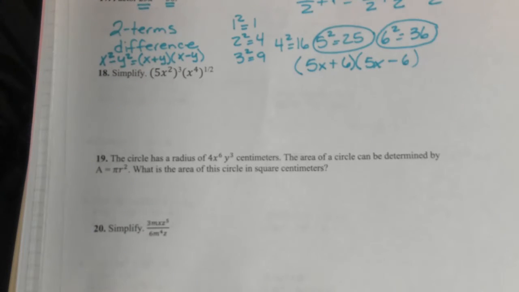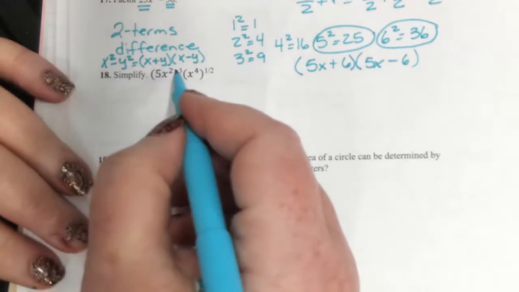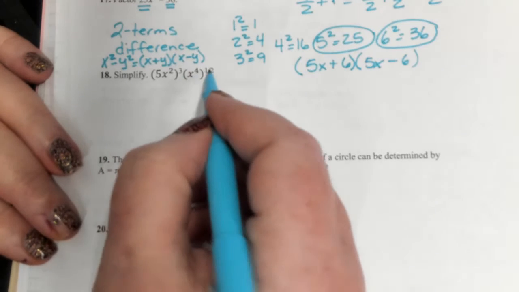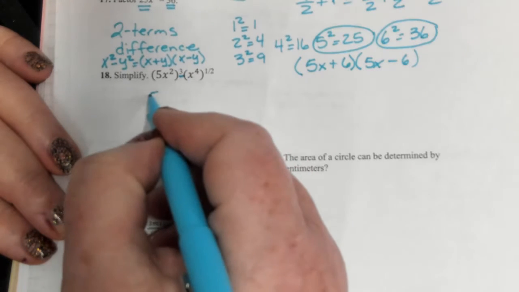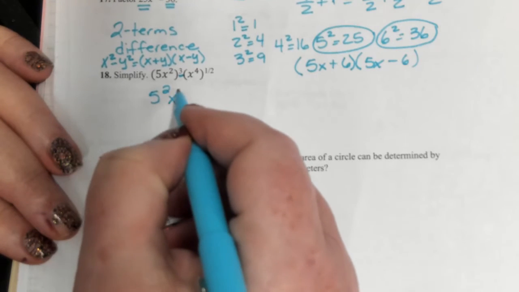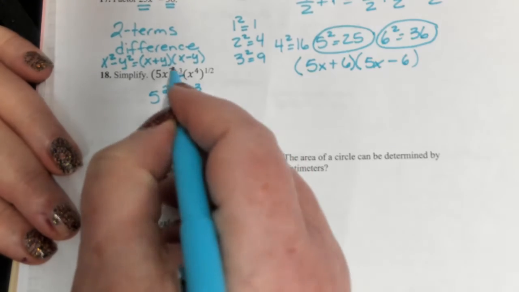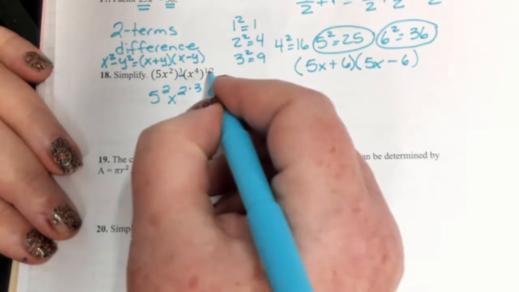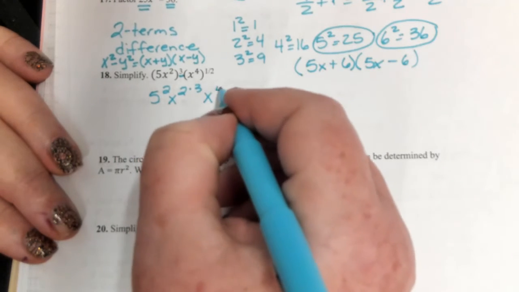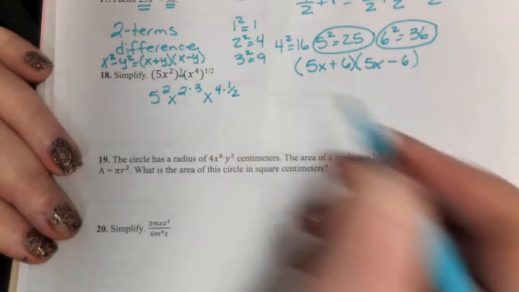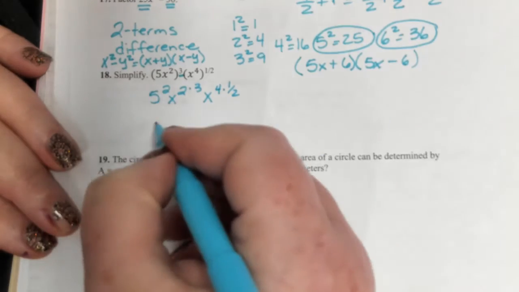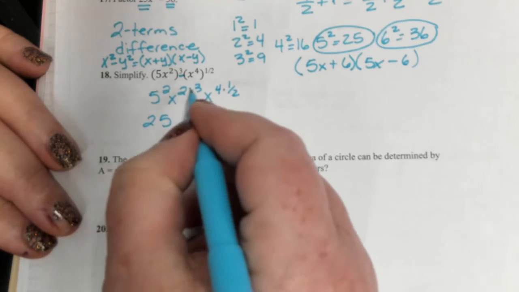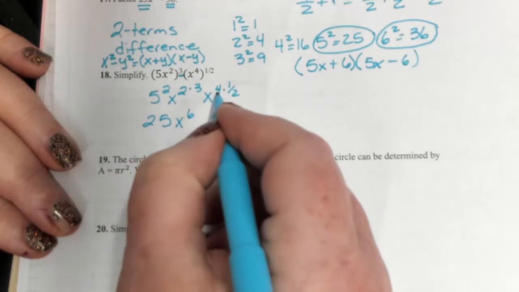Simplify (5x squared) all raised to the third power, times (x to the fourth) raised to the 1/2 power. So you're going to take this 3 and distribute it to everything on the inside. You have 3 times 2. Take your 1/2, distribute that to your 4. So that's your power to the power part. You have 5 squared, x to the 2 times 3, x to the 4 times 1/2.